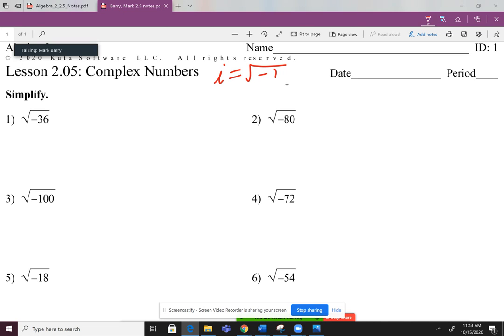We also learned that i squared is -1. And that one we used a lot more on Monday and Tuesday, correct? We were always seeing these i squareds and we were turning them into -1s, okay?